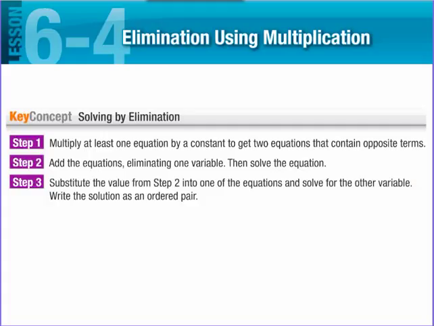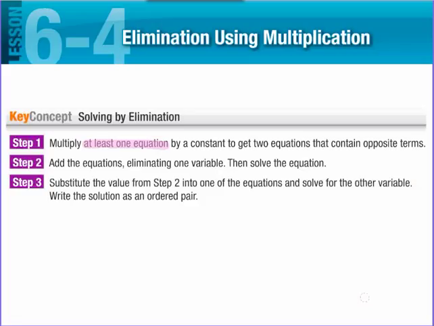Step 1 says multiply at least one equation by a constant to get two equations that contain opposite terms. Key words here: at least one equation. So at least one means possibly two. Okay, so add the equations, eliminating one variable, then solve the equation. So that's what we've already done. And then substitute the value from step 2 into one of the equations and solve for the other variable. Write the solution as an ordered pair.